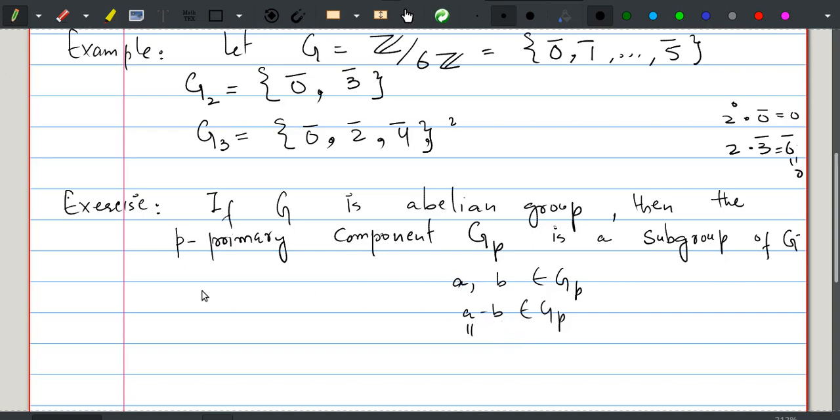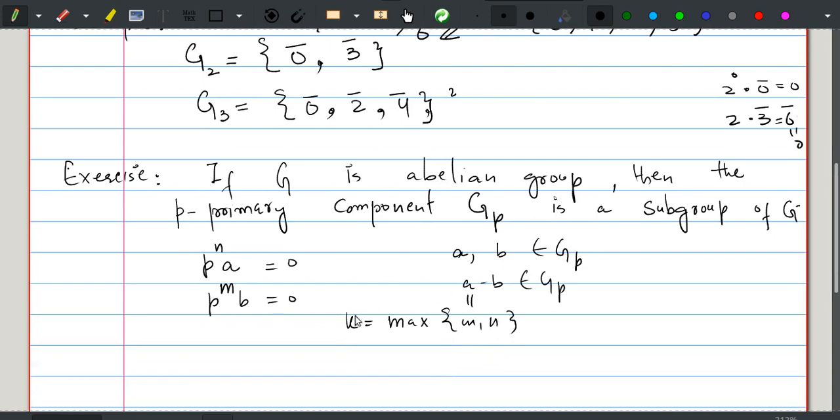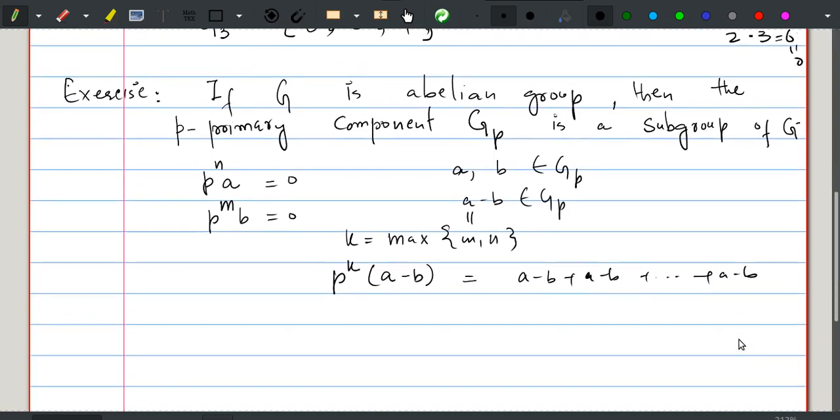If a is in G_p, this implies p to the power n times a is 0, and p to the power m times b is 0. Let us take k to be the maximum of m and n. So one can see here that p^k times (a minus b), that is (a minus b) plus (a minus b) plus so on plus (a minus b), this is p^k times.